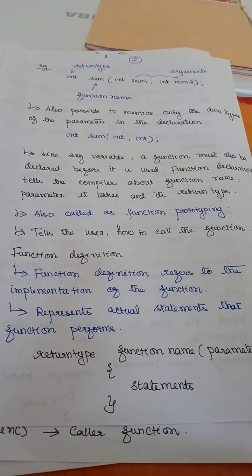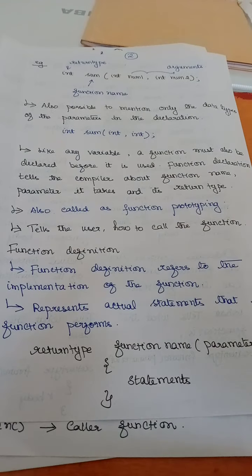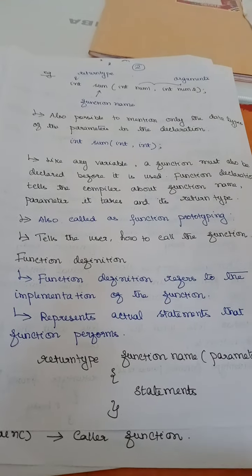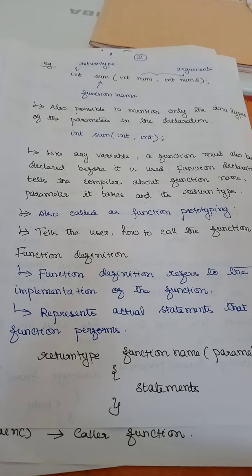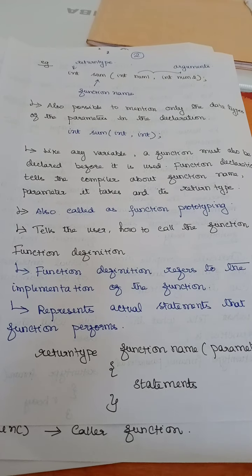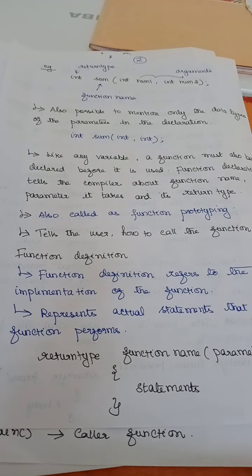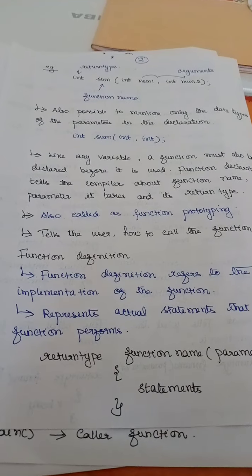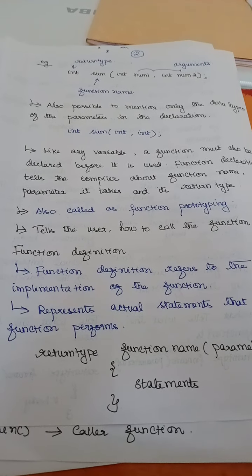So function declaration is nothing but just telling the compiler that I am going to have a function, that the function is going to take this number of arguments, these are the types of the arguments, and this is going to be my return type.